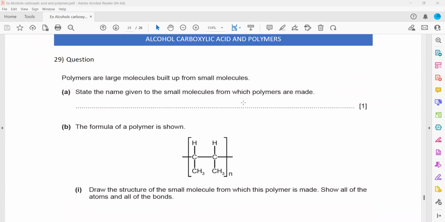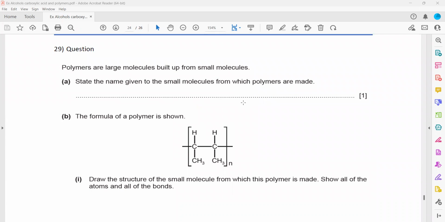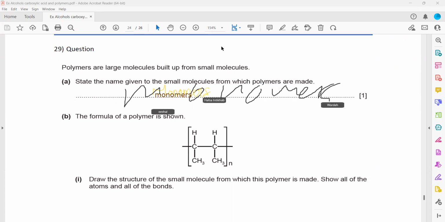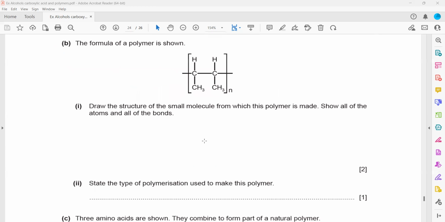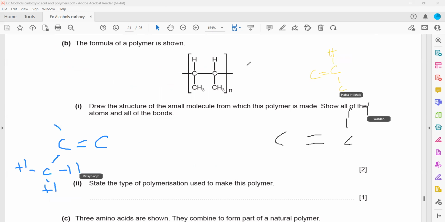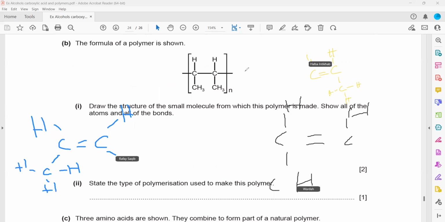Question 29. Polymers are large molecules built from small molecules. State the name given to a small molecule which forms a polymer. Monomer. Monomers. That's right. Then the formula of the polymer is shown here; you can see the structure of a polymer. We want to draw a monomer. You can use screen annotation. Show all the bonds and all the atoms. Don't forget that. Even if CH3 is written, you have to show all the bonds and all the atoms.